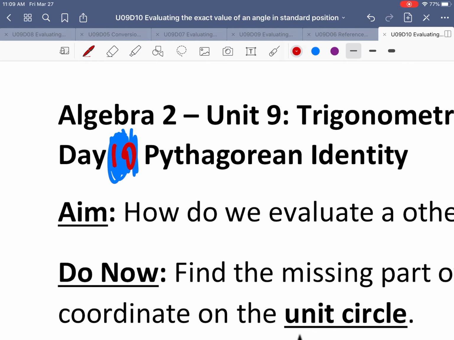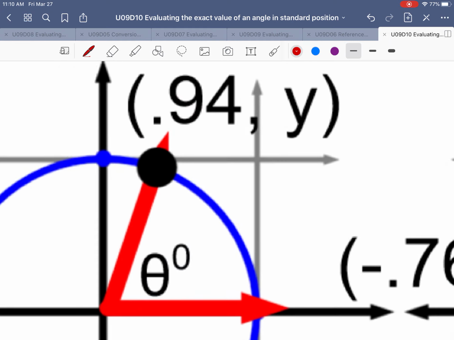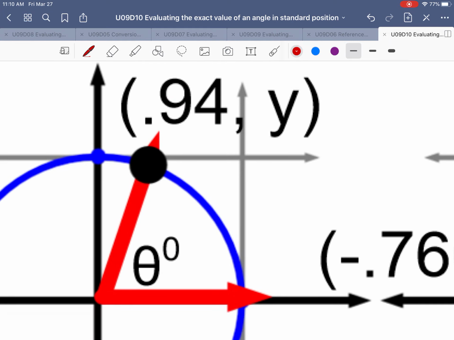Now, here's what we're going to do. We're going to answer some questions today, and my aim is probably not well written. It says, how do we evaluate, it's supposed to say other trigonometric functions. What it really means is evaluate trig functions for other angles. So something that isn't 0, 30, 45, 60, 90, 180, any of those numbers, anything coterminal to those, or anything else.